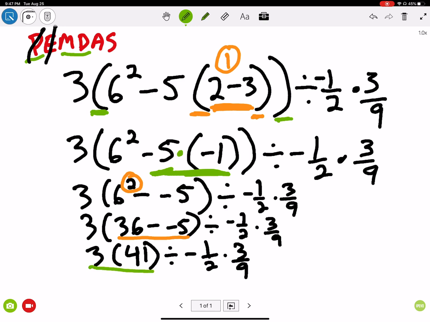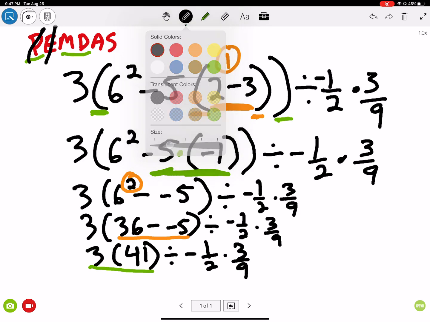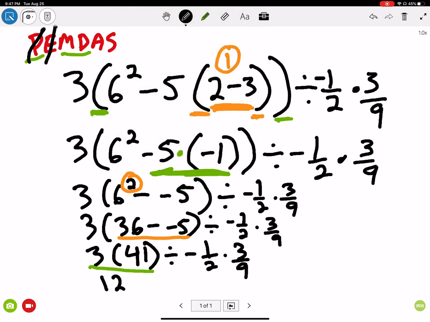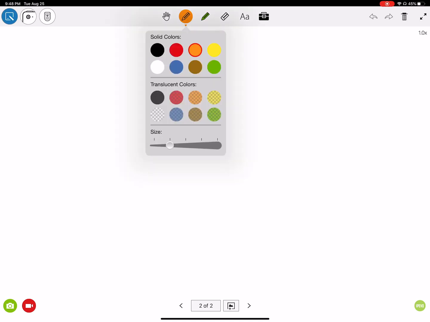First thing, 3 times 41. So we're going to do that. 3 times 41, good, is 123, divided by negative 1/2 times 3/9. Now we're going to solve this. Okay, we have, again, multiplication and division, but since division now comes first from left to right, we're going to divide here. Okay, and if I divide that, I'm going to write it off over here. Let's see if I can change this. Yeah, perfect. I've never done that before.